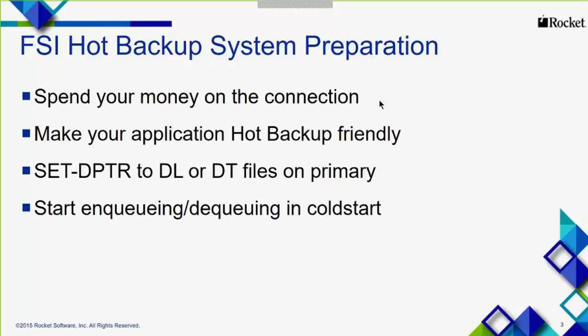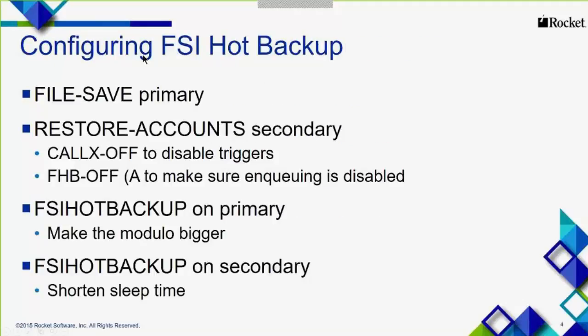Just like the Unix Hot Backup, you either select all files or the DL files only. We recommend on the FSI side to do DL only. Select what you're going to back up and eliminate, and not DL, things like work files and things of that nature. You will start enqueuing on the primary and dequeuing on the secondary in the cold start procedure, so that if you shut D3 down and bring it back up, it's already taken care of for you, so you don't have to remember and thus get out of sync. I'll show you an example of that in a bit.